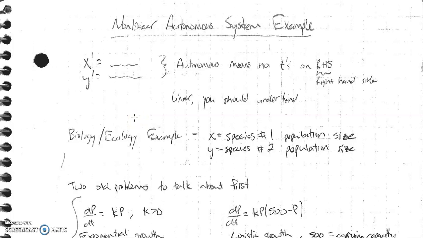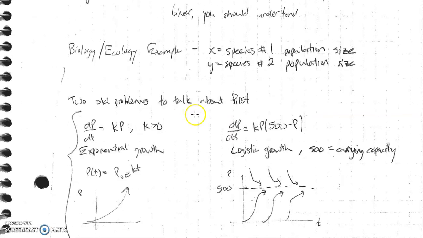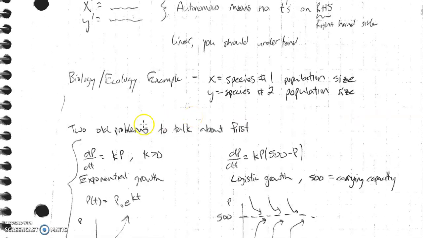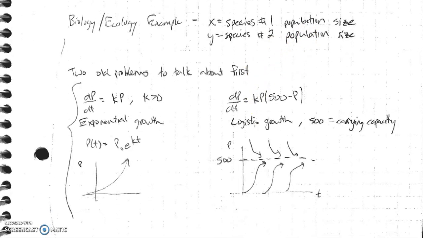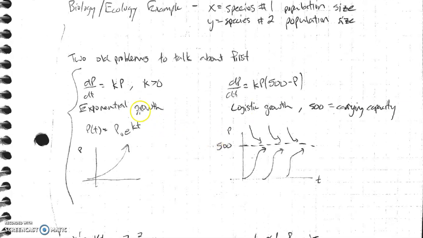You should understand all the ones that we did previously with eigenvalues and eigenvectors. In our first go around with this, those were all linear. I'll have an example down later of one that's linear. So I want to take an example where x equals the species number one, its population size, and y is another species population size, and they interact with each other. But before we do that, I want to look at two old problems of ours.